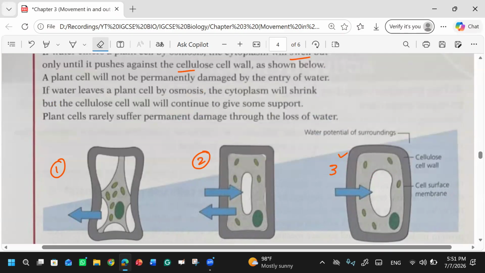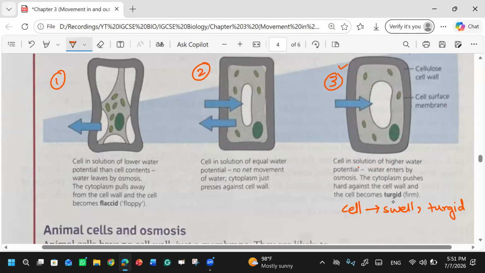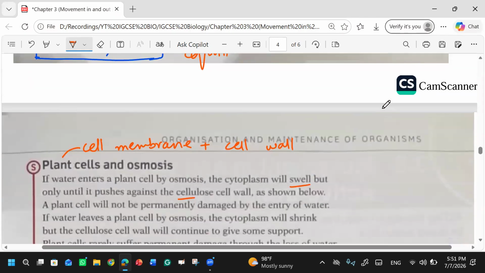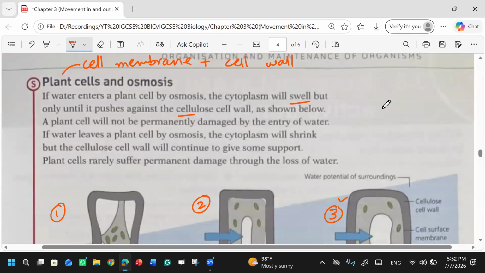So in the third picture, over here, the water potential outside is more. So what will happen? The cell will gain more water, and the cell will become turgid. Will this cell burst or not? No. Why? We have discussed it earlier that a plant cell does not burst because of what special thing? The cell wall.